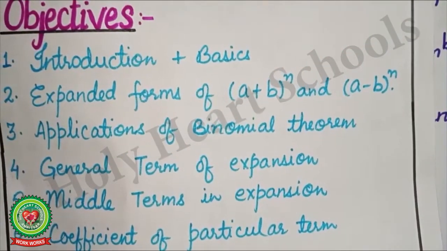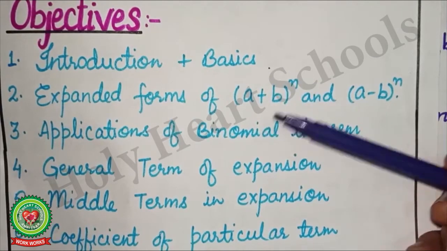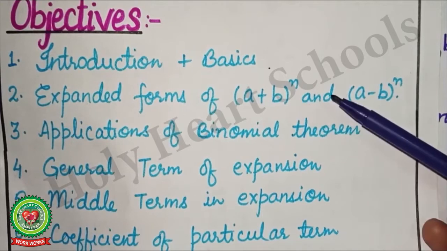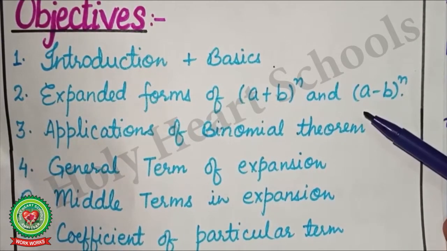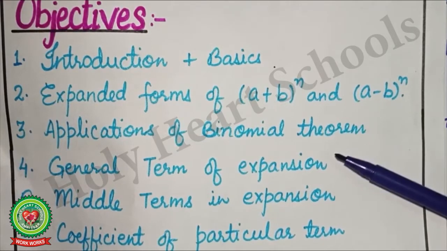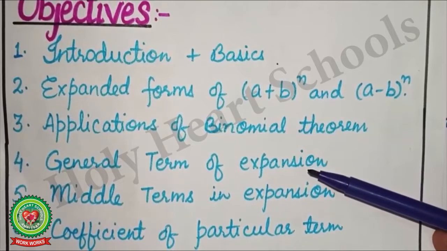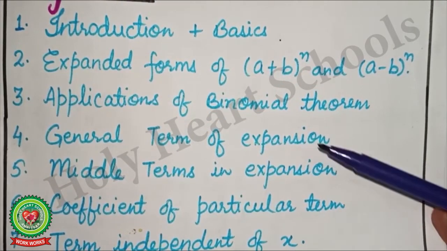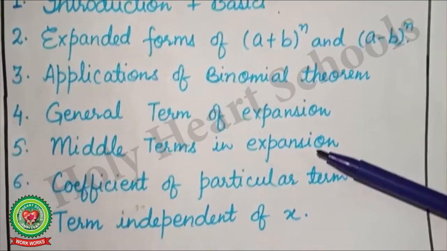First objective is introduction plus basics of binomial theorem. Second, expanded forms of (a + b)^n and (a - b)^n using binomial theorem. Third is the applications of binomial theorem. Fourth, general term of the expansions. Fifth, middle term in the expansion.